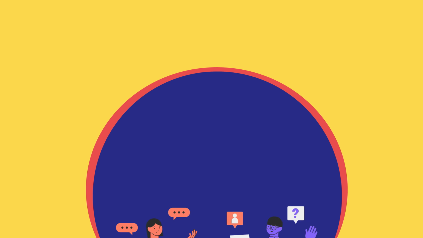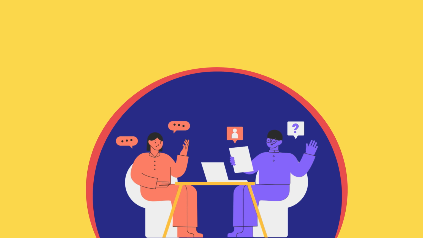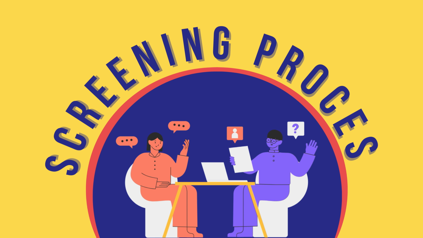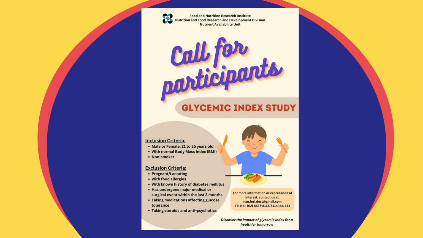With our criteria set, we're ready to move forward and discuss the screening process of this study. The recruitment process will start by posting an announcement at the DOST-FNRI lobby, and interested volunteers will be scheduled for initial screening at the Glycemic Index Laboratory in DOST-FNRI to assess the qualifications of the volunteers against the criteria stated.